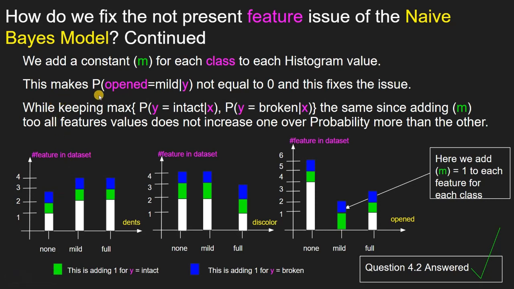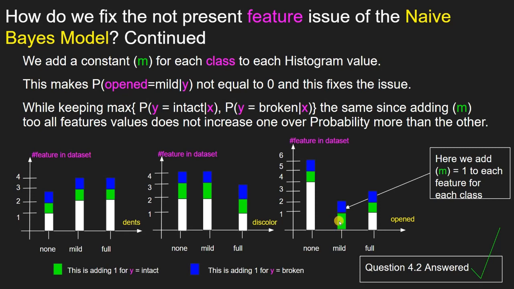And what this does is make the probability of opened equaling mild given y not equal to 0, and this fixes the issue. So if we come down to the open histogram, since we're adding an example for y equal to intact while open is equal to mild, represented by this green box, and we're adding an example where y is equal to broken while open is equal to mild, represented by the blue box here, now the number of times open is equal to mild and y is equal to intact, and the number of times y is equal to broken and open is equal to mild, is not 0.